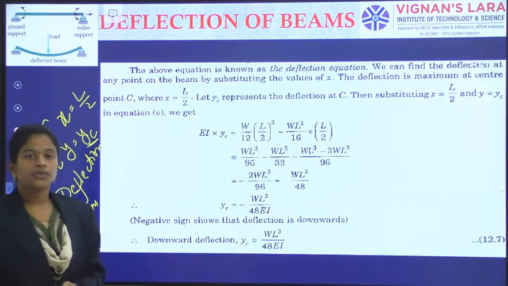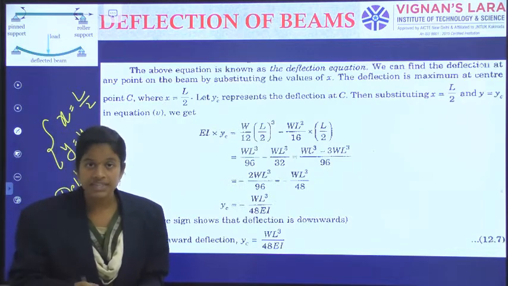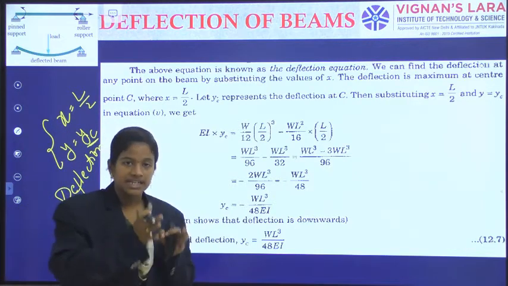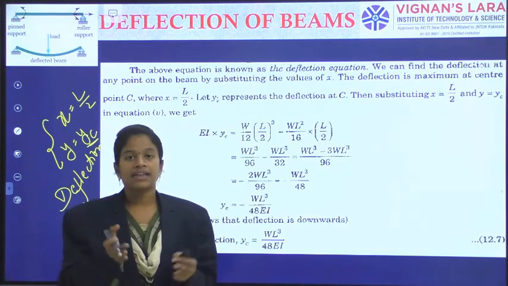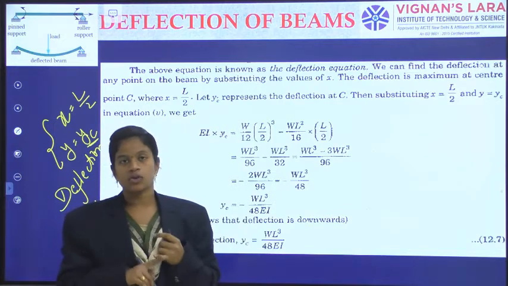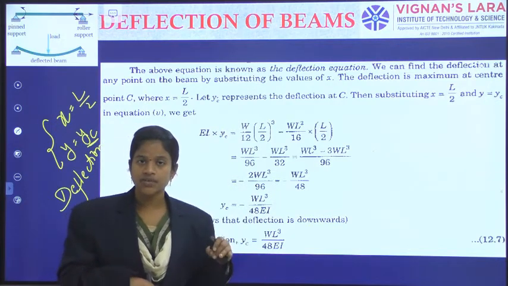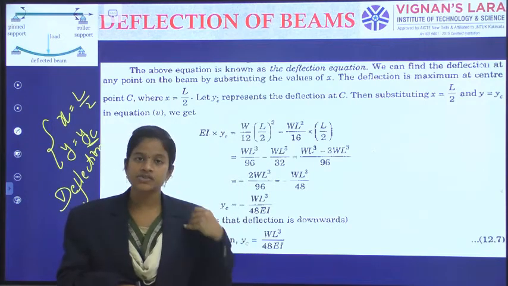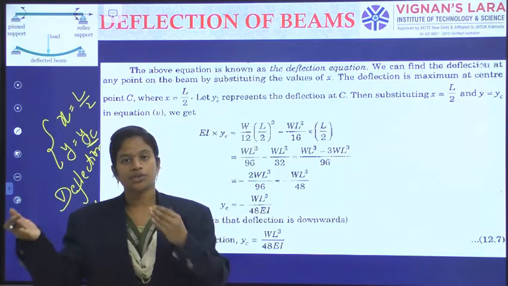In this way, we will calculate slope and deflection. The only thing you have to remember is taking bending moment at a section, equating it to EI d square y by dx square, and then integrating 2 times. That's why it is double integration. First integration will give the slope equation. Next integration will give the deflection equation. Using these 2 equations, we can calculate whatever slope or deflection value you want for different positions on the beam.